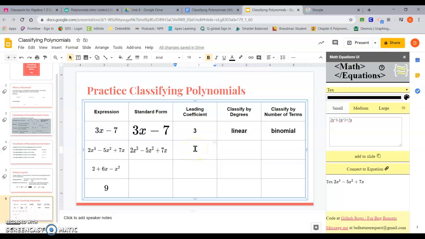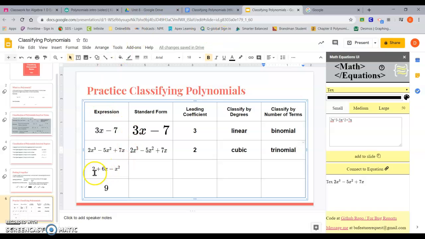All right, what is my leading coefficient? In this situation, the highest degree is that 2x to the third, so my coefficient is 2 in front of that x to the third. Classify by degree. If the exponent is 3, then I know it is a cubic degree. And then how many terms are there? There are 3 terms, so it is a trinomial. So it is a cubic trinomial.